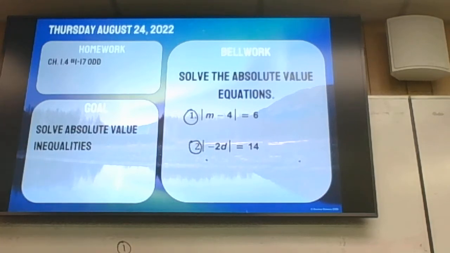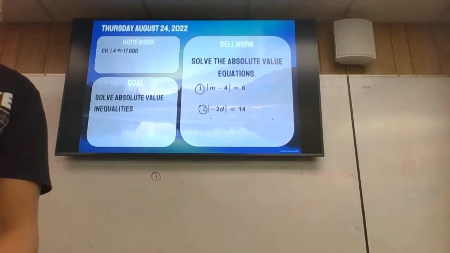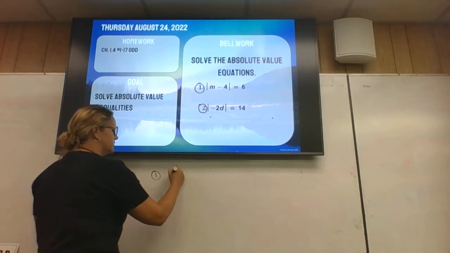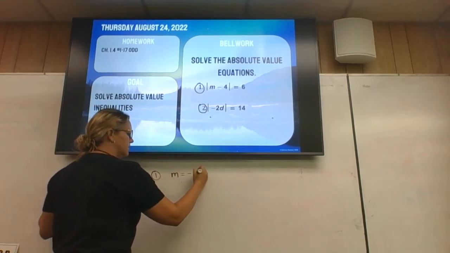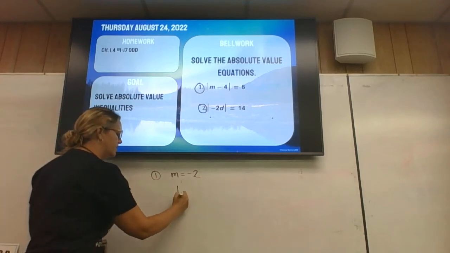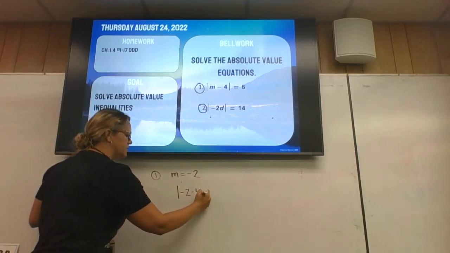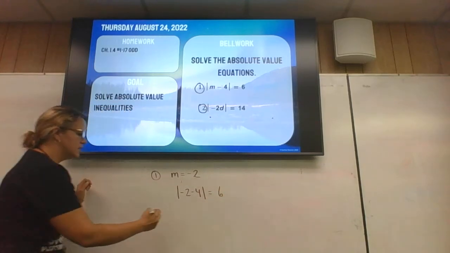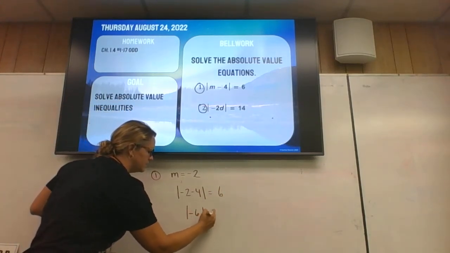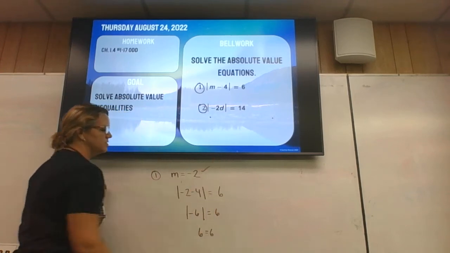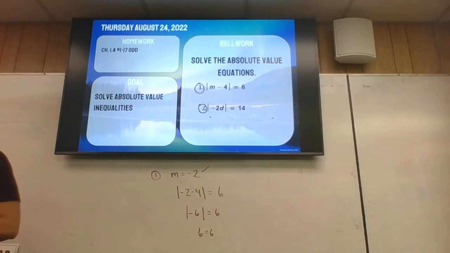So, what have you guys come up with? What works for this one? Two works? I'm going to go negative two. Negative two does work here. If I put it in, negative two minus four, absolute value, equals six. That's the absolute value of negative six, which equals six. So negative two works.